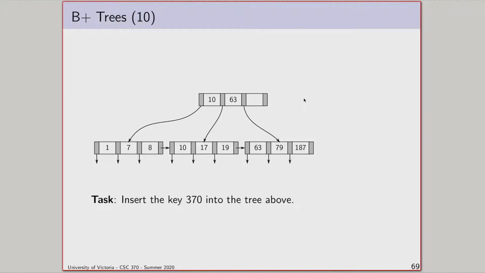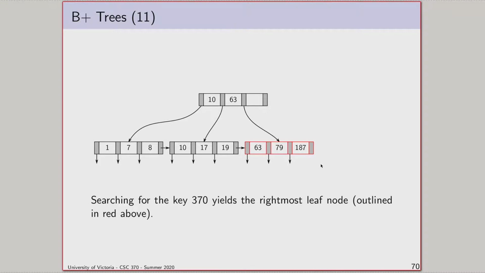Okay, I want to quickly trace out my process here. So I go down to the root. I say, where is 370 supposed to go in this tree? Okay, well, it's not less than 10. It's not between 10 and 63. It's greater than 63. So I go down here. And then I say, okay, well, this node is obviously full. I mean, I can't cram 370 into this node. So I get down here, I try to insert 370 into this node, but I can't. I have to split the node.